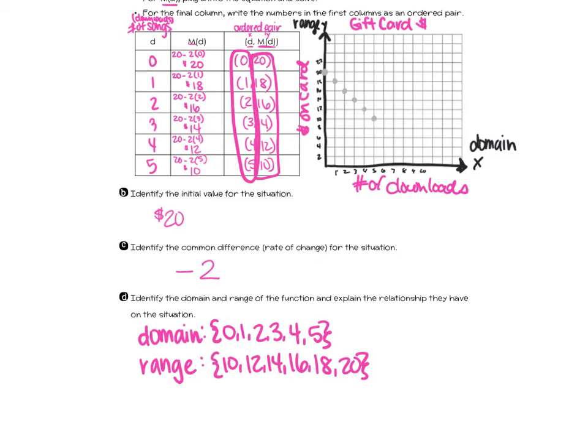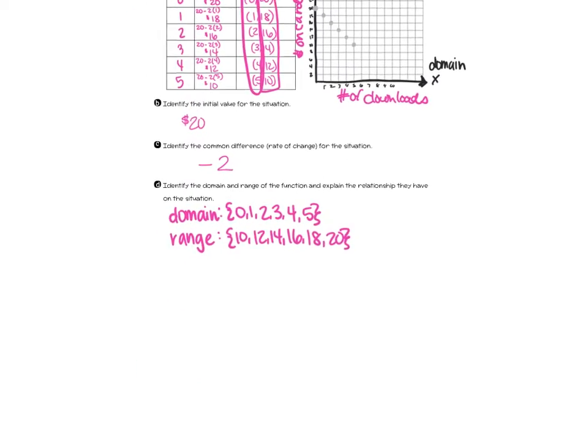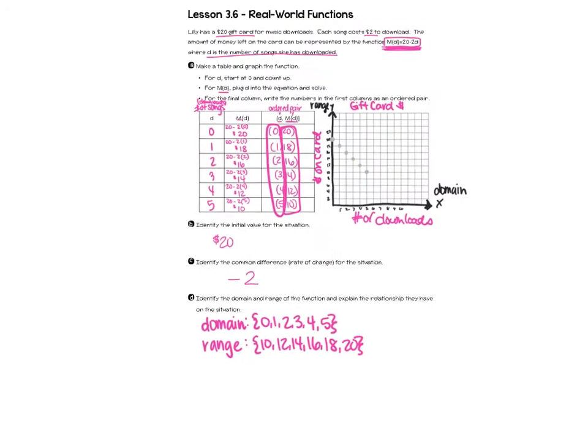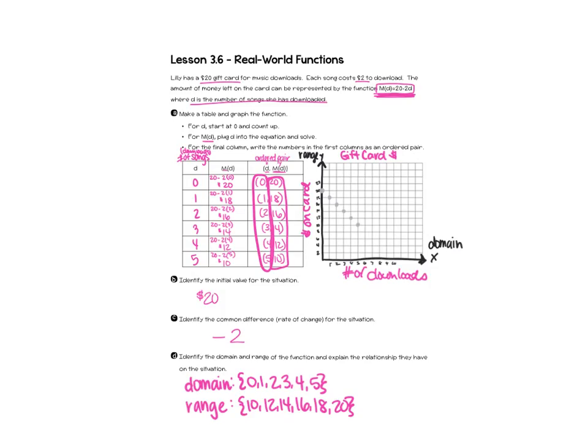Okay, and then it also says explain the relationship they have on the situation. So really just as she gets downloads, what's happening. So you could say something along the lines of the more downloads, the less money on the card, or for every download, the gift card amount goes down $2. Anything like that. So you can put that in your own words.